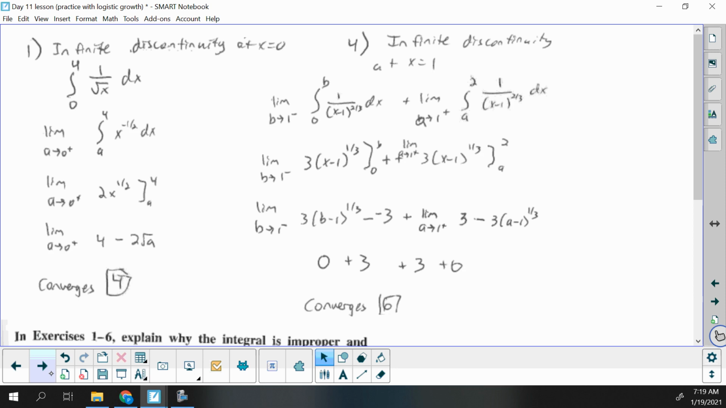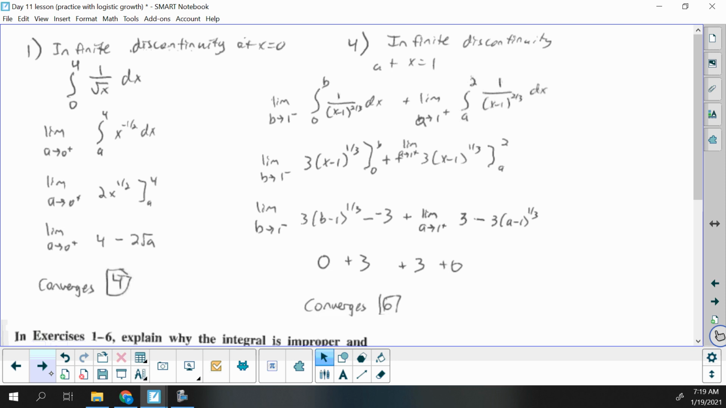All right, this first one, it's an improper integral because the 0 will make it a discontinuity. So we're going to have to do the limit as a approaches 0 from the right. The antiderivative is pretty basic. Fill in your 4 to get 4, and then fill in your a. So as a gets close to 0, that second part will just be 0, so it converges at 4.